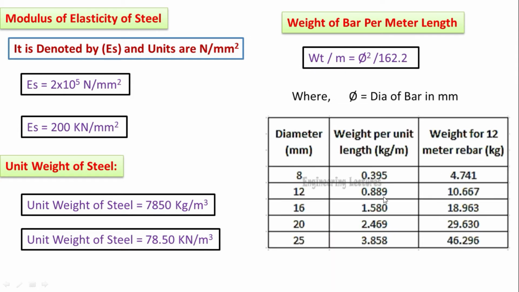So this is the table showing the weight of different diameters of bars: 8 mm, 12, 16, 20, 25. For these diameters, these are the weights based on this formula.